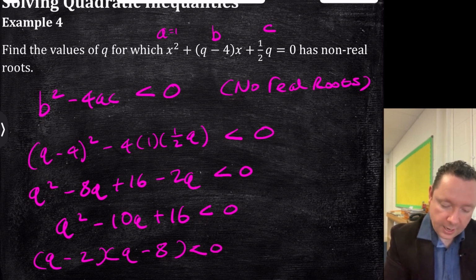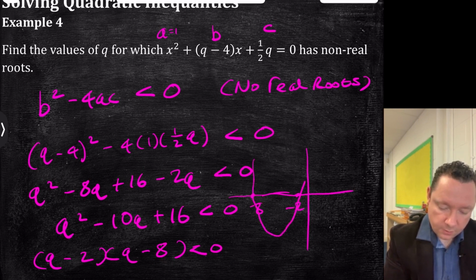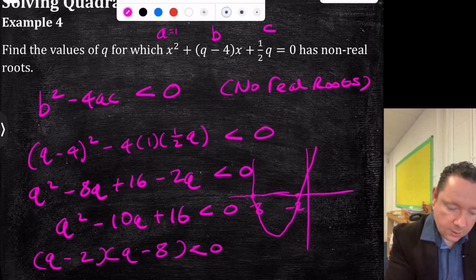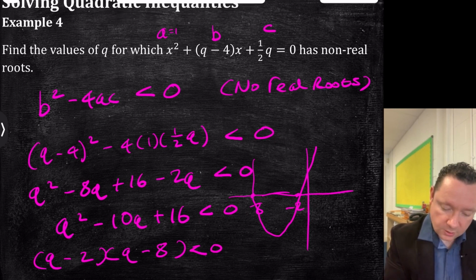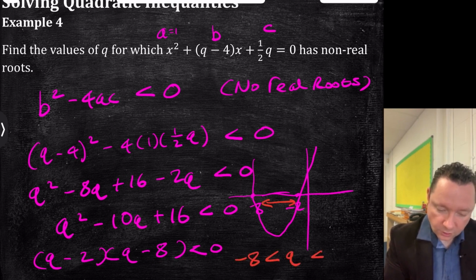So a quick sketch on the side, minus 8, minus 2. There's a quadratic, and we want that to be less than 0. So that is below the x-axis, so that's in between these two numbers. So we can just say that minus 8 is less than q is less than 2.